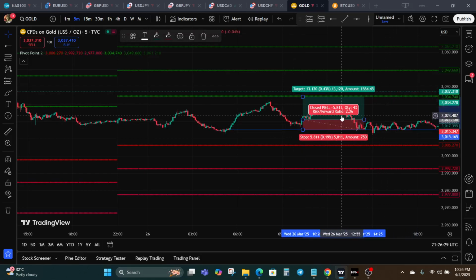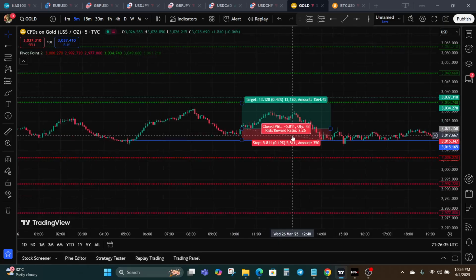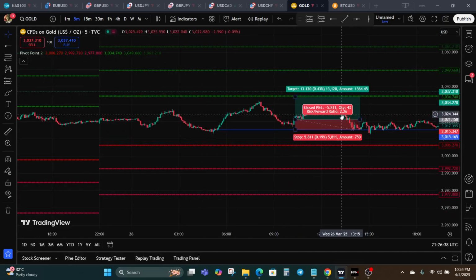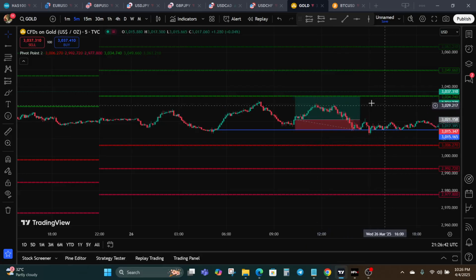So basically, just make sure that your risk to reward ratio is at least 1:2. If it is not up to 1:2, then you can just stay out of the trade. But if it is up to 1:2 and your profit target is realistic, maybe around the first resistance or around your pivot point, then you are good to go.